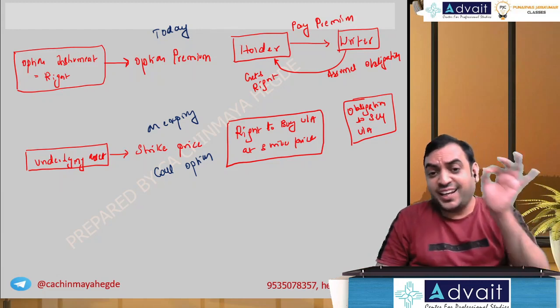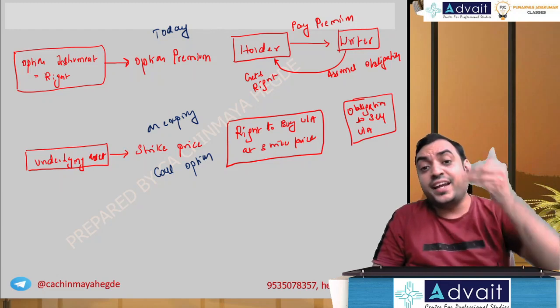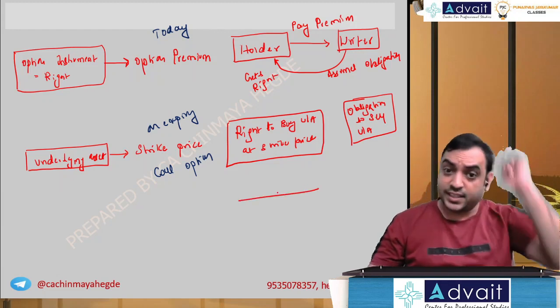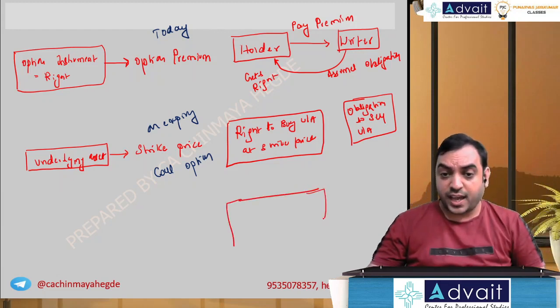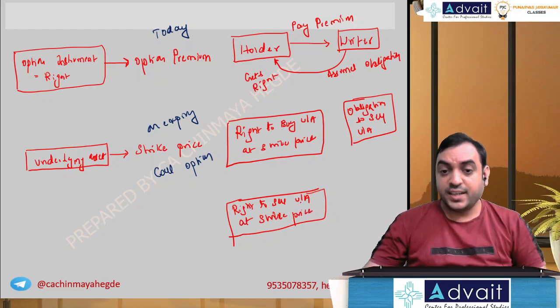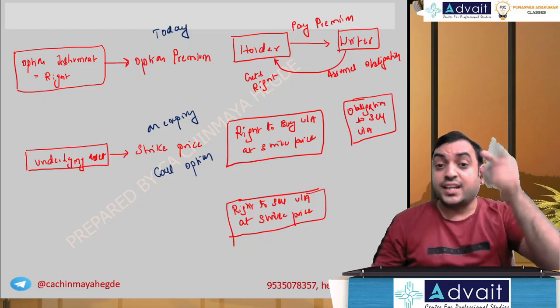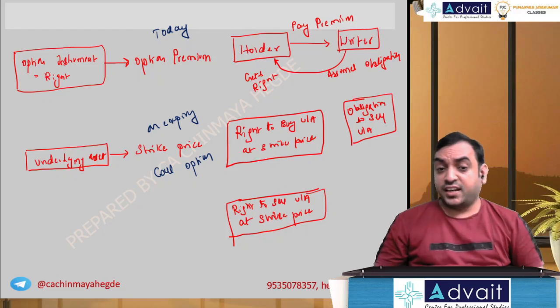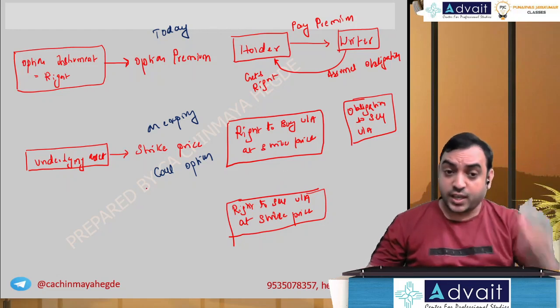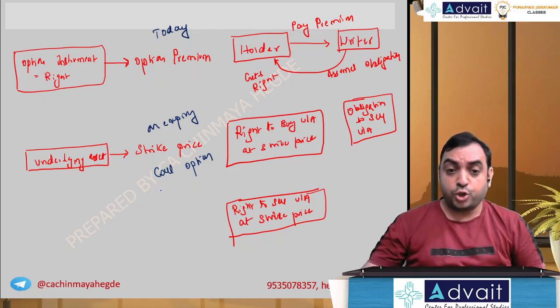Just like you have the right to buy, you can also have the right to sell. That should be decided earlier itself. So if you have the right to sell the underlying asset at the strike price, UA means underlying asset, don't think of a movie rating. The right to sell the underlying asset at a strike price on expiry is called a put option.